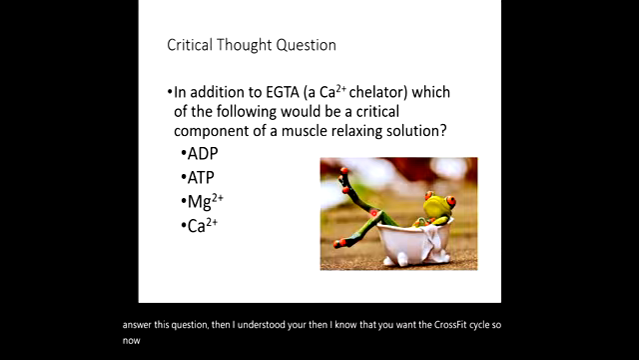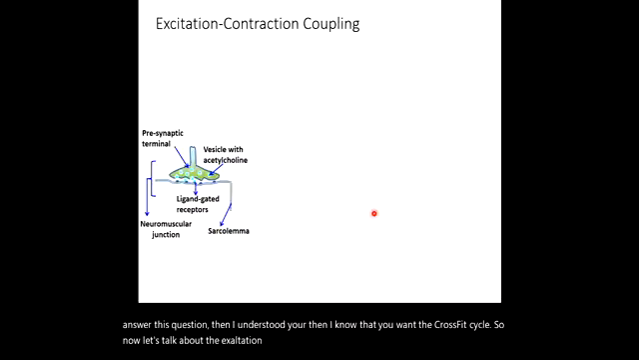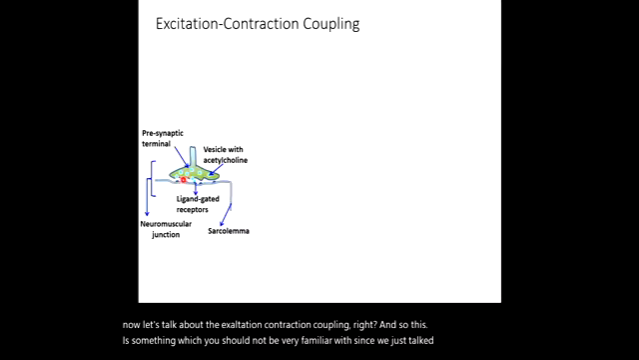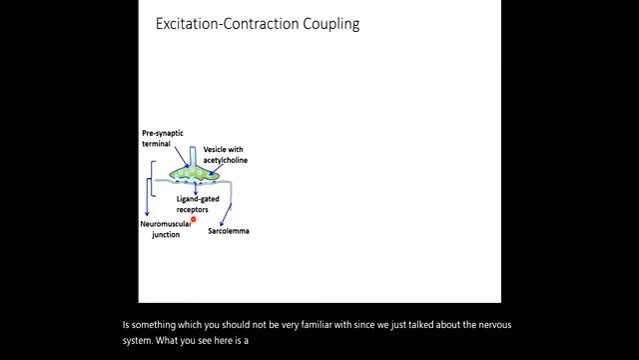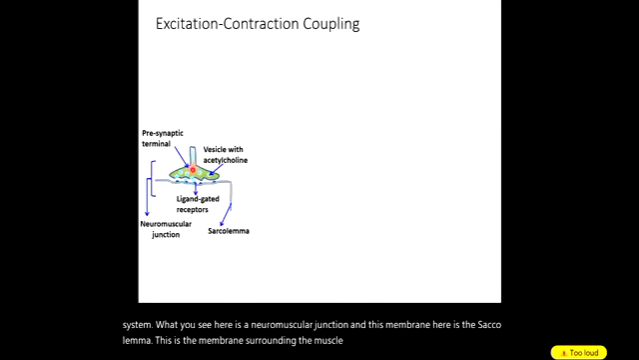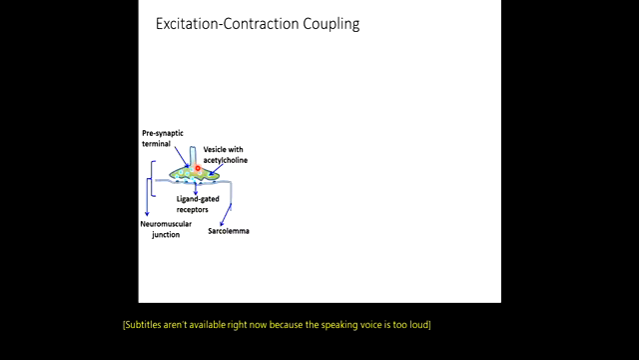So now let's talk about the excitation contraction coupling, right? And so this here is something which you should all be very familiar with, since we just talked about the nervous system. What you see here is a neuromuscular junction, and this membrane here is the sarcolemma. This is the membrane surrounding the muscle fiber, and this is the presynaptic terminal of an efferent motor neuron. So efferent motor neurons carry signals from the central nervous system to the muscle, causing it to contract. And once this presynaptic terminal receives the action potential, it's going to cause the release of acetylcholine from the vesicles.